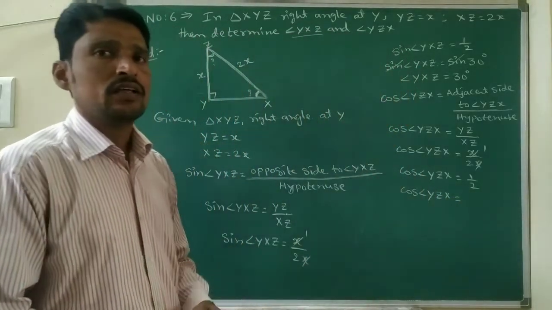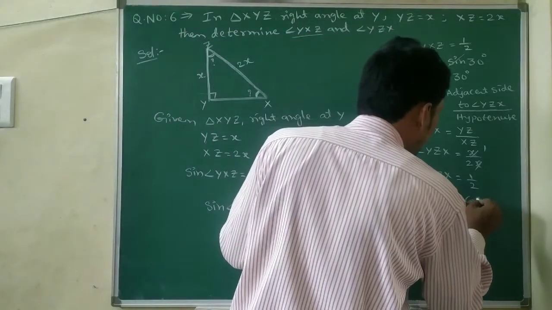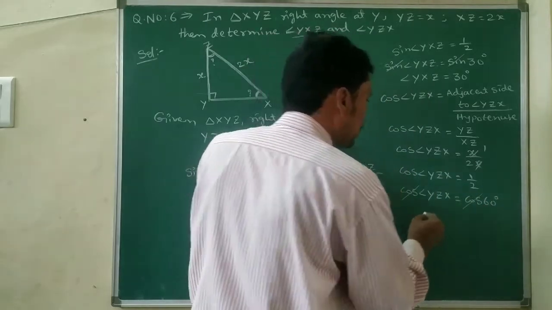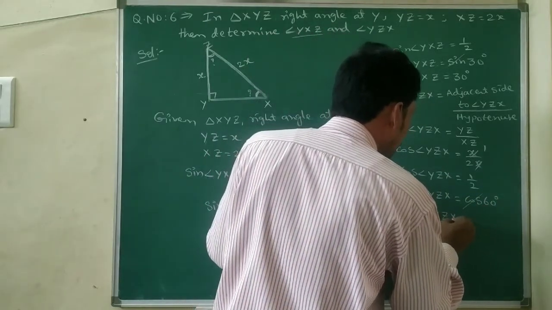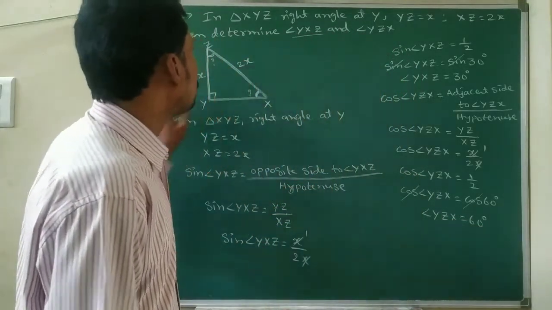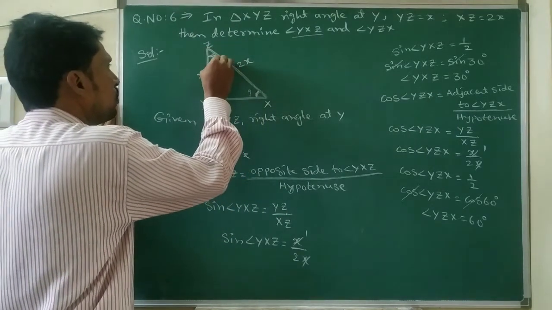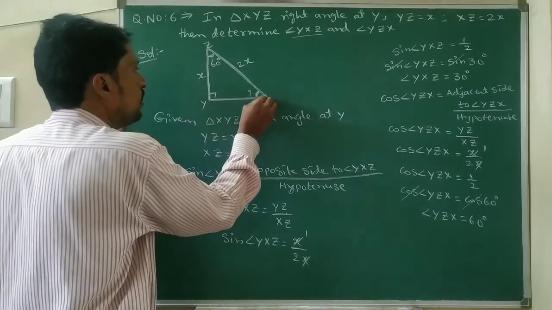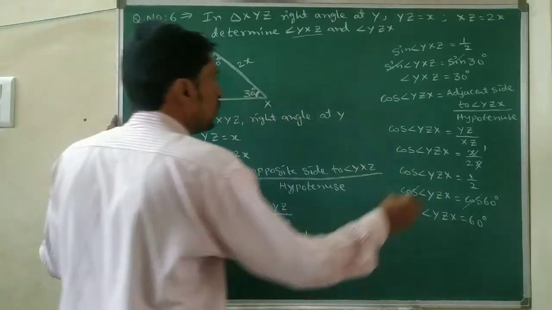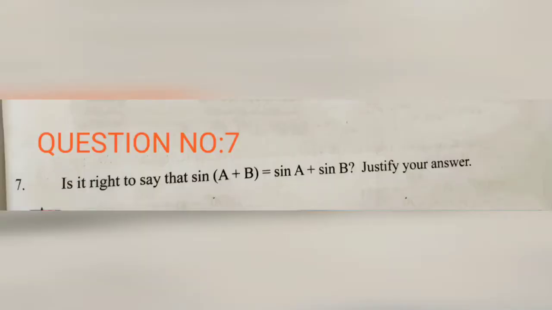In cos, which value do we get 1 by 2 for? That is cos 60. So cos 60 equals 1 by 2. Cos and cos on both sides get cancelled. So angle YZX equals 60 degrees. So here we got angle YZX as 60 degrees, and angle YXZ we got as 30 degrees. This is the 30 degrees and 60 degrees. Next question.